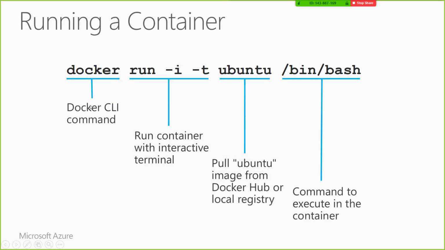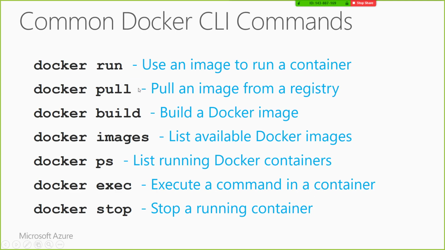We've seen some of the command lines where I can do docker help. If you need help to understand the command line, just run docker help. It shows you what the options are for running those. Docker run, you can use that to run a container. Docker pull to pull an image from the registry. Docker build, if you're building an image. Docker images will list existing images on the machine. Docker ps will list running Docker containers, and docker exec will execute a command within a container, and docker stop will stop a running container.